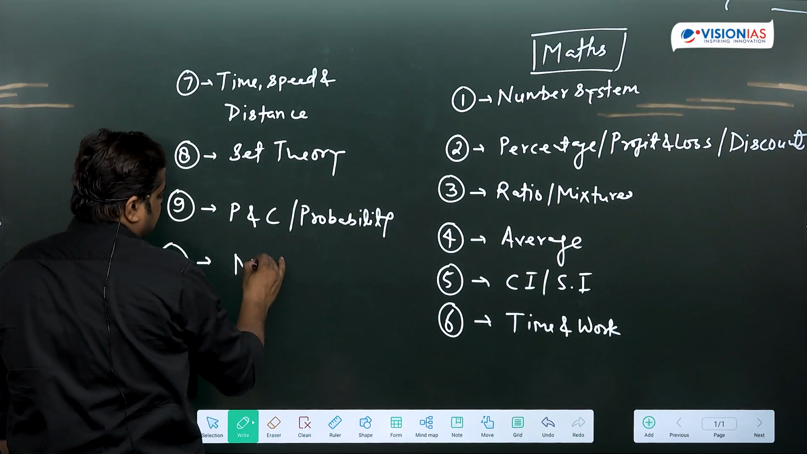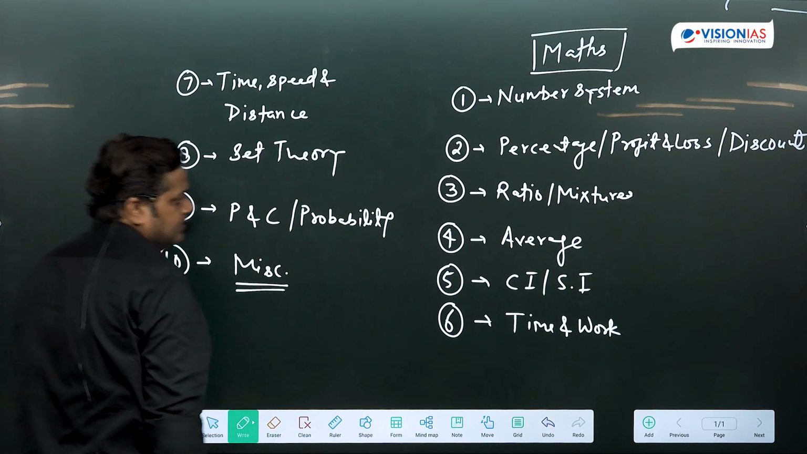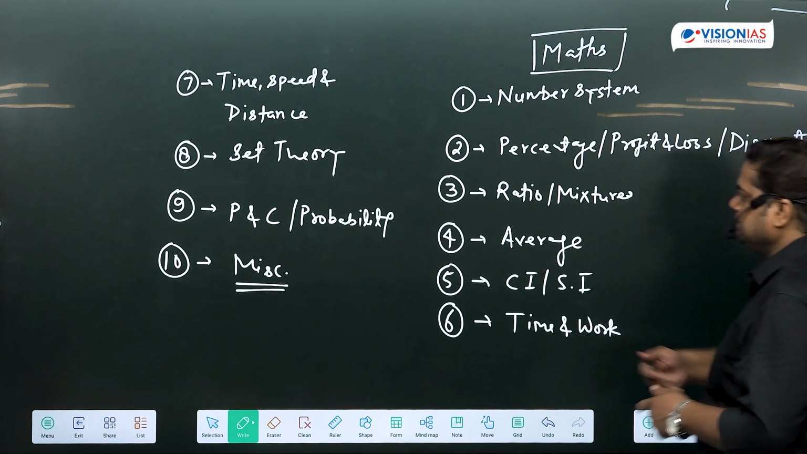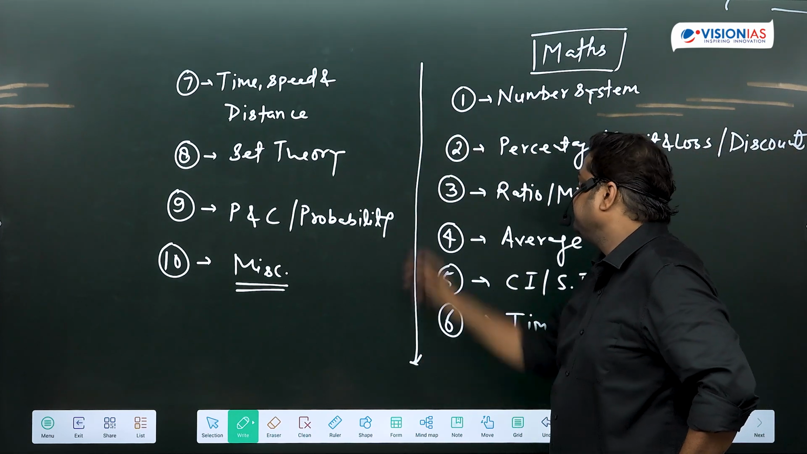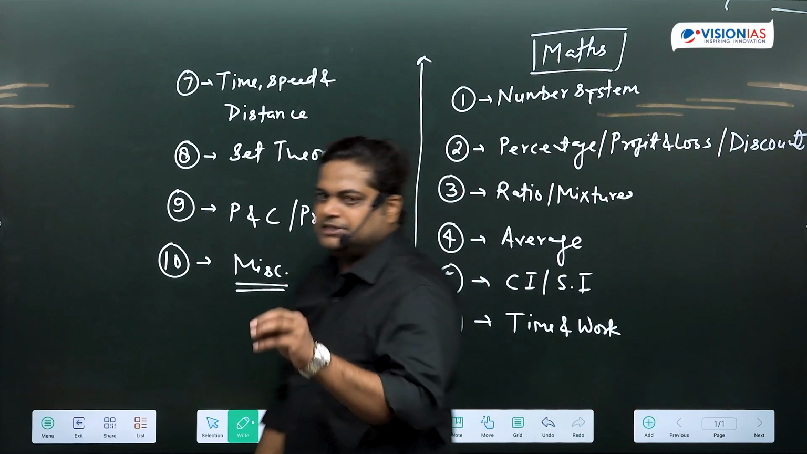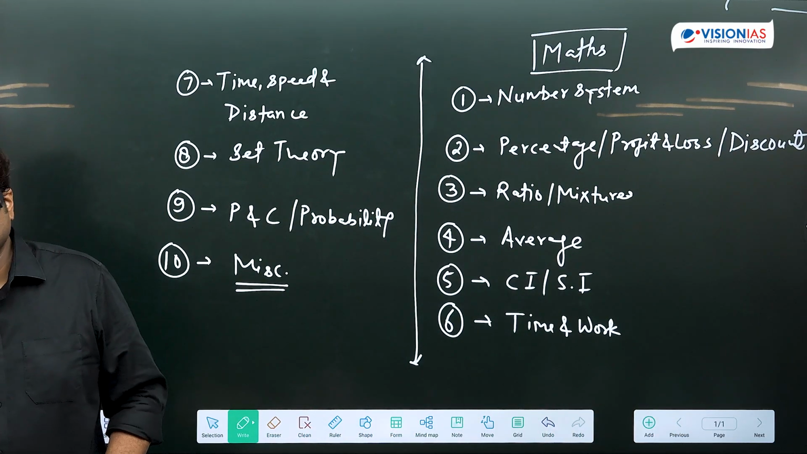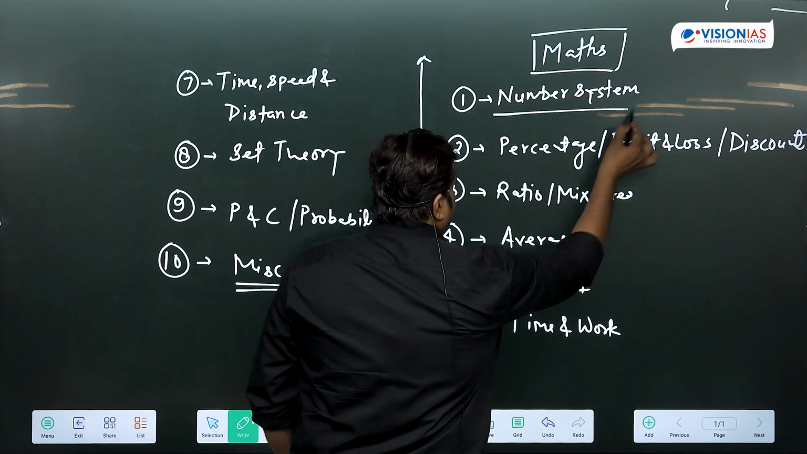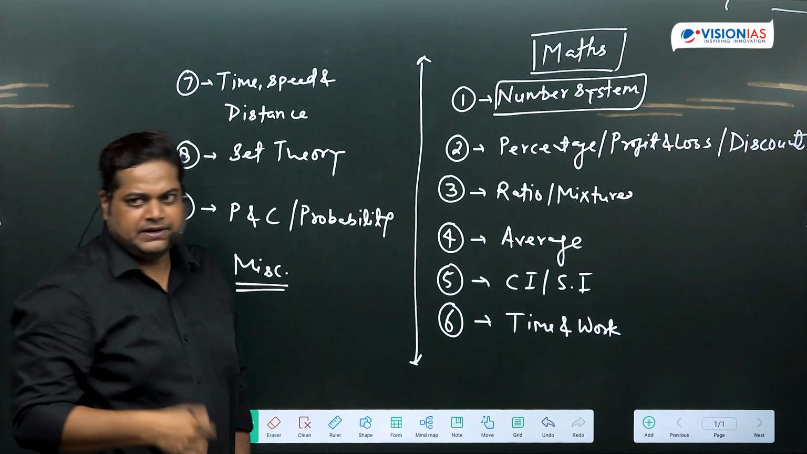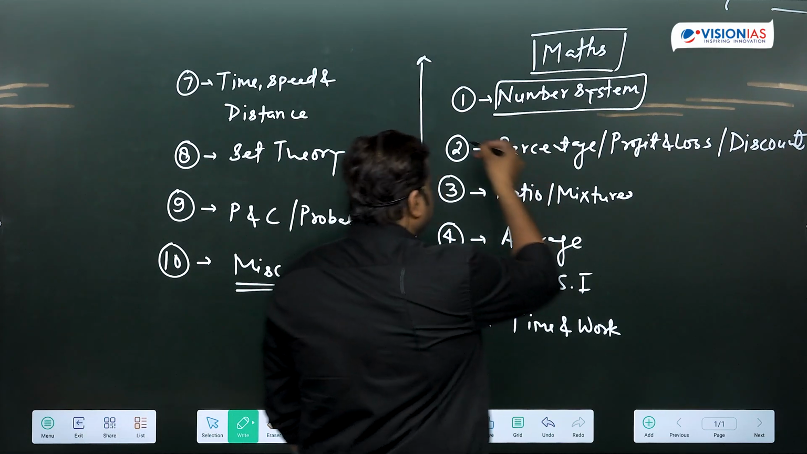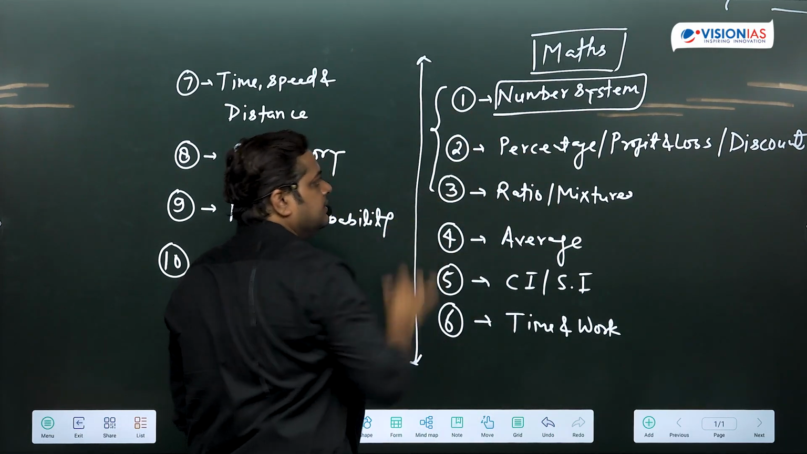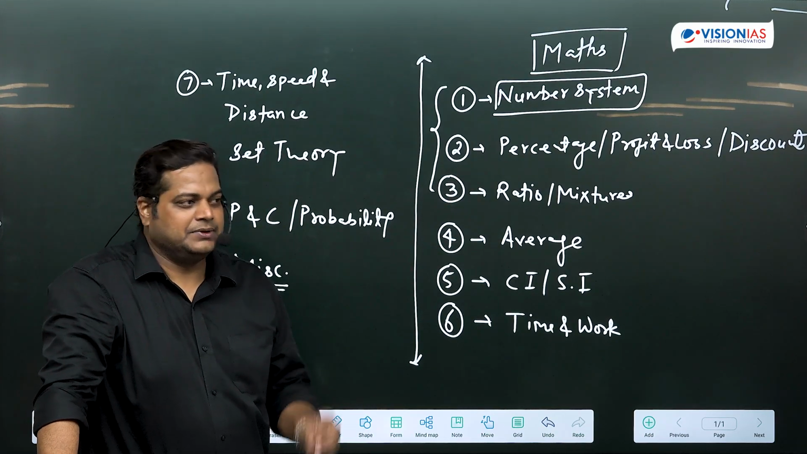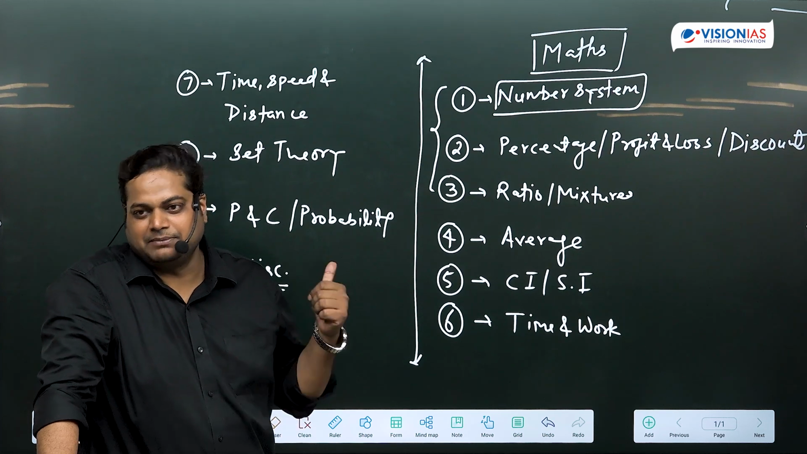We have the miscellaneous part. Majorly, these are the topics from which we can expect questions. 90% of questions are coming from these topics only, and out of these 90%, more than 50% of questions we get from here: number system. Every year, if we see the trend, these three parts, number system, percentage, ratio and mixtures, three-fourths of the questions we can expect from here only.